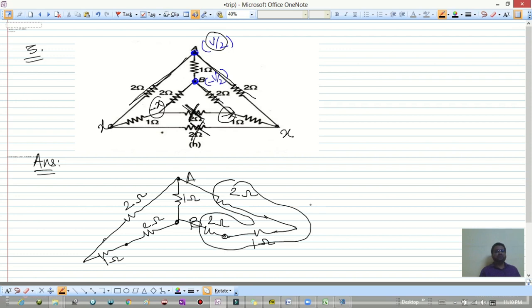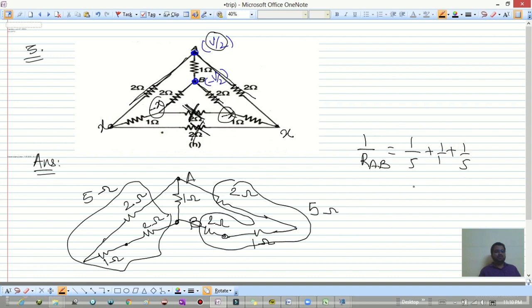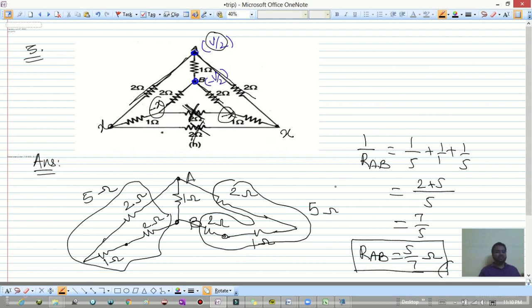So what is the combination of it? 5 ohm. Likewise, this 2 ohm, 1 ohm and the 2 ohm, they are in series, 5 ohm. So these three are in parallel, 5 ohm, 1 ohm and 5 ohm parallel, so 1 by RAB total we have is 1 by 5 plus 1 by 1 plus 1 by 5, which is equal to 2 plus 5 divided by 5, which is equal to 7 by 5. And what is RAB then? It's 5 divided by 7 ohm. So I hope this is clear to you all. This is the third question which we have.